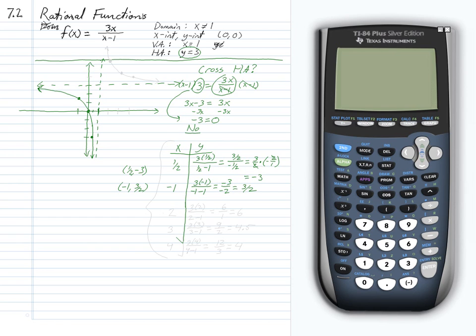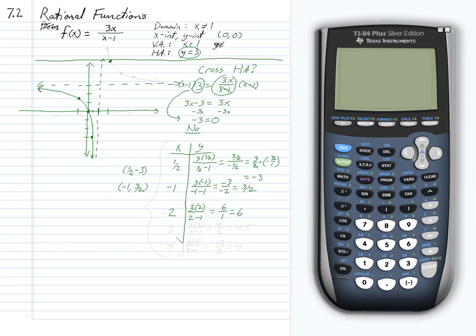So if I plug in some x value in that neighborhood, perhaps x equals 2, something to the right of 1, then I'll see that my function's y value, the function evaluates as 3 times 2 over 2 minus 1, which is 6 over 1, which is just 6. So we actually have a point way up here, plot 6.